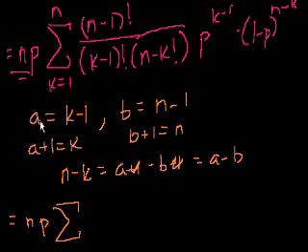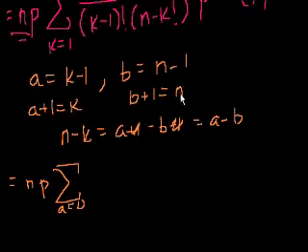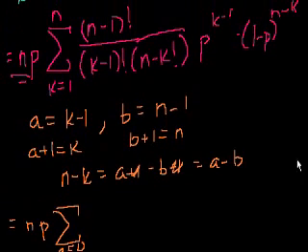When k is equal to 1, what is a equal to? a is equal to 0. Now when k is equal to n, what will a be equal to? If k is n, then a is equal to n minus 1, right? So you could have a going from 0 to n minus 1.